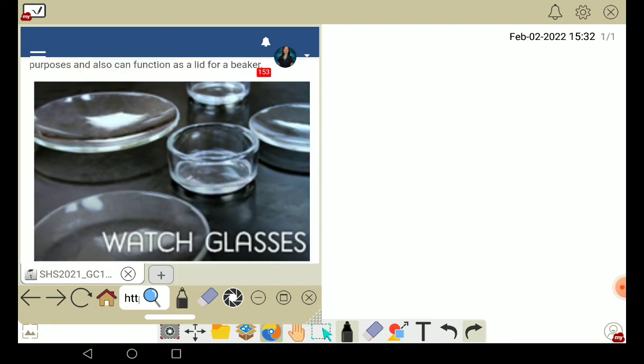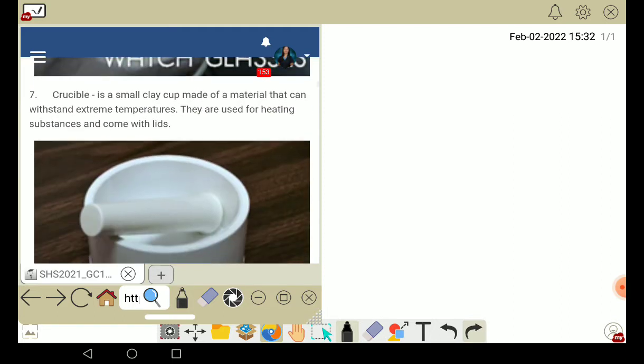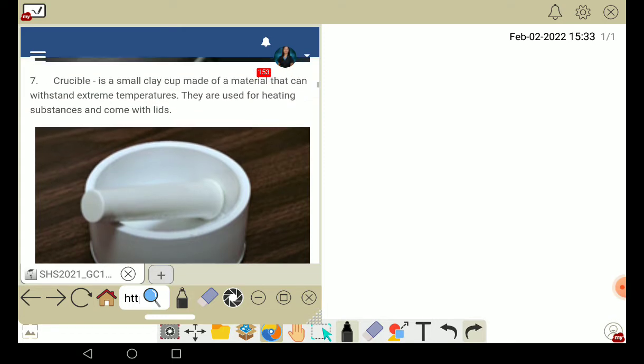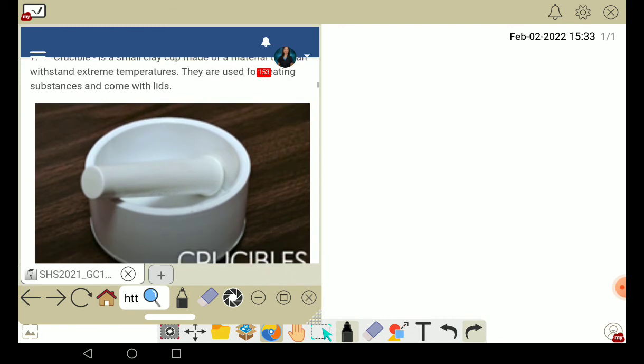Watch glasses are also used for observing our samples, or sometimes as a lid for observing bacteria production. Next, crucibles. When we say crucible, it is a small clay cup made of material that can withstand extreme temperatures. They are used for heating substances and come with lids. This is the kind of crucible that we have. It is somewhat similar to a mortar and pestle, but much smaller.